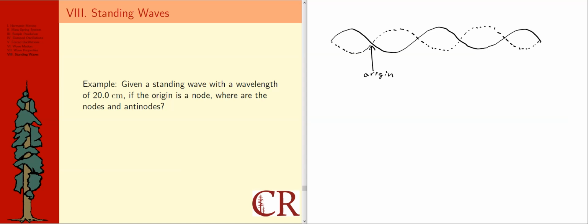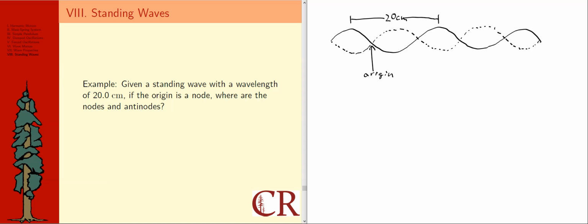Well, for an ordinary traveling wave, the wavelength is the distance crest to crest, and that winds up working for a standing wave as well. So that means this distance here all the way over to this other crest over here is an example of one wavelength. So we can label that with the 20 centimeters that were given. But we were just told that this is the origin.